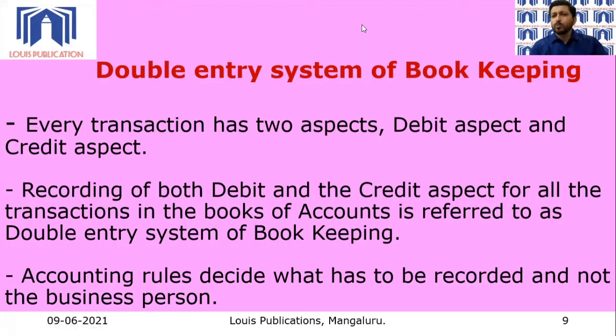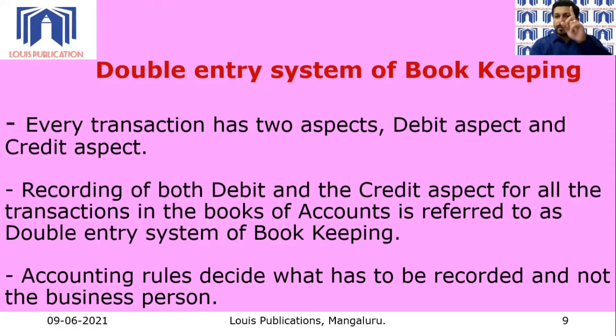Let's get into what exactly is double entry system of bookkeeping. Every transaction or an event, we have discussed these two concepts in our previous session, has two aspects. Every transaction in the business has two aspects. One aspect is called the debit aspect and another one is called the credit aspect. What is double? Double means two. Recording of both the debit as well as the credit aspect for all the transactions.